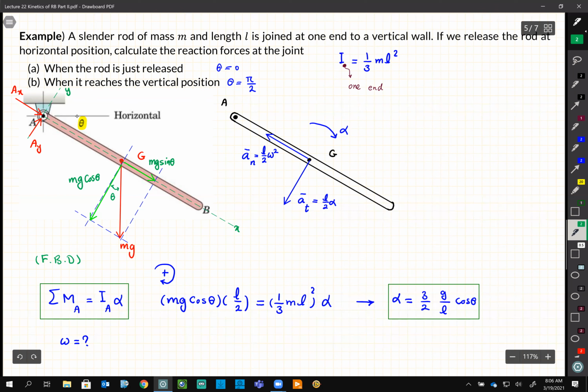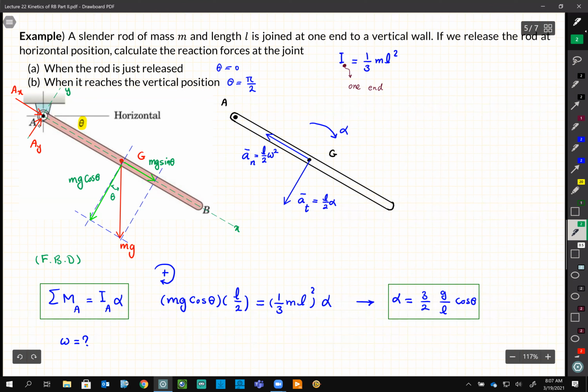It's okay to select horizontal and vertical axes as X and Y, or we can, like in this scenario, if you recall, we decided that maybe X along the link and Y perpendicular to the link is easier. But one suggestion that I have, try to solve the same problem using horizontal and vertical axes to see if you can get the same answer, which you should. That's going to be a good practice, in fact.